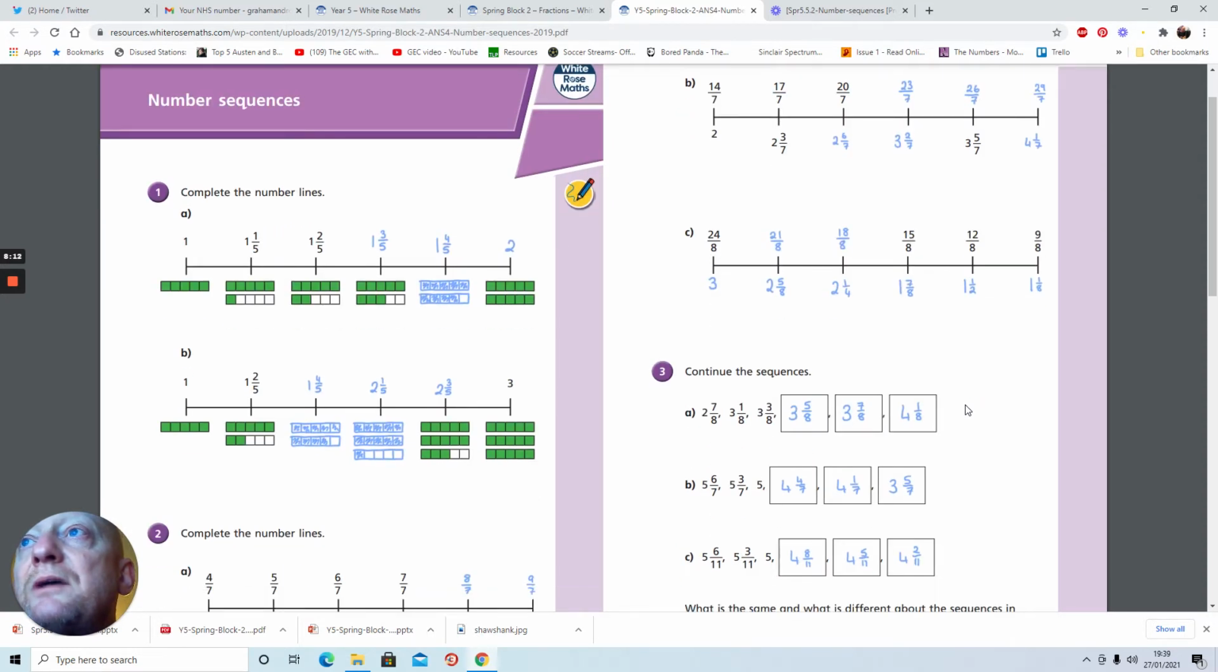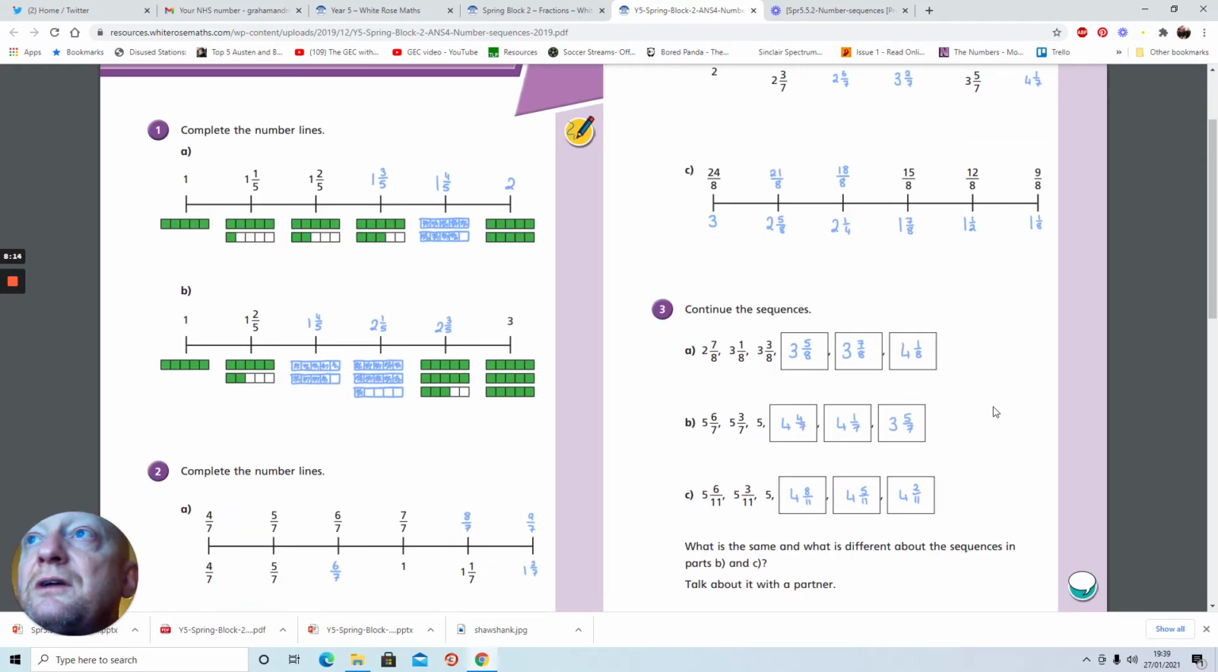Okay. Next one up is continue this sequence. Okay, so we've got 2 and 7/8, 3 and 1/8, 3 and 3/8. What's happening each time on that? It might be easier to see on here. It's moving up in 2/8 each time. Okay, so we've got 3 and 1/8. We know it's going to be 8s each time, so you can just put in, if you want to, in each of these boxes, the denominator. Put the line, put the 8 underneath. That's always going to be the same.